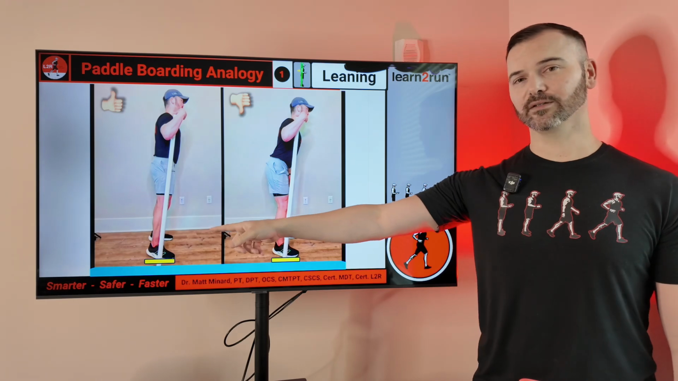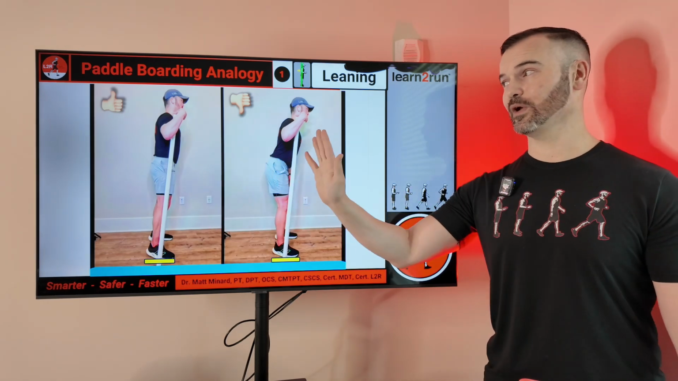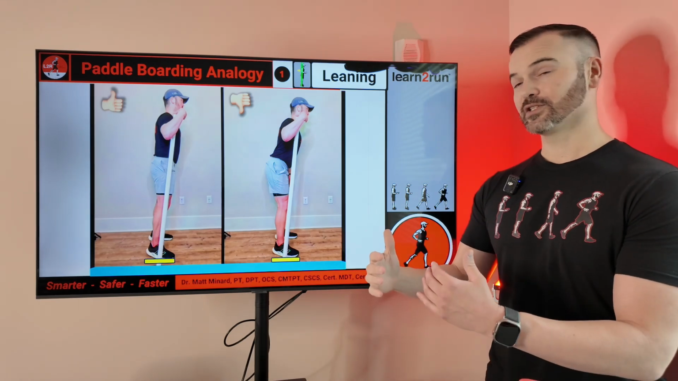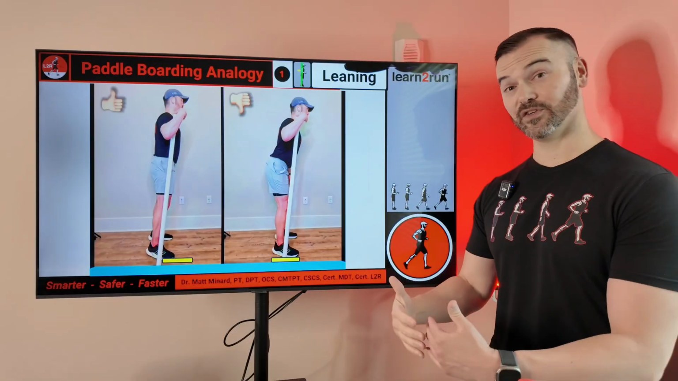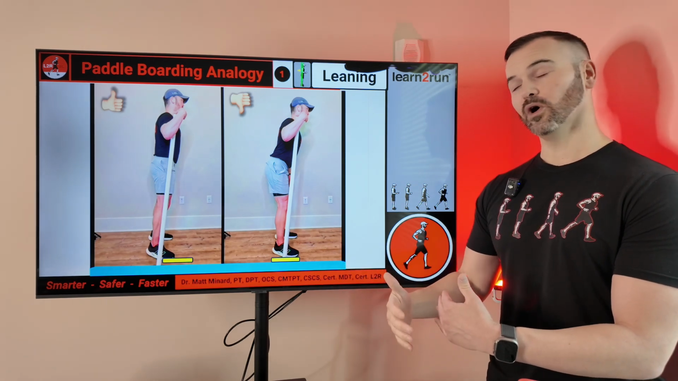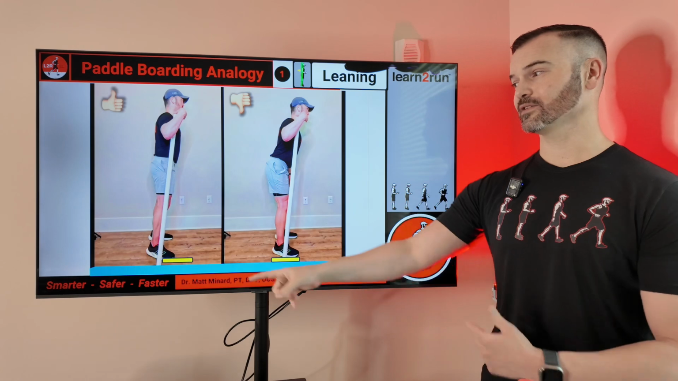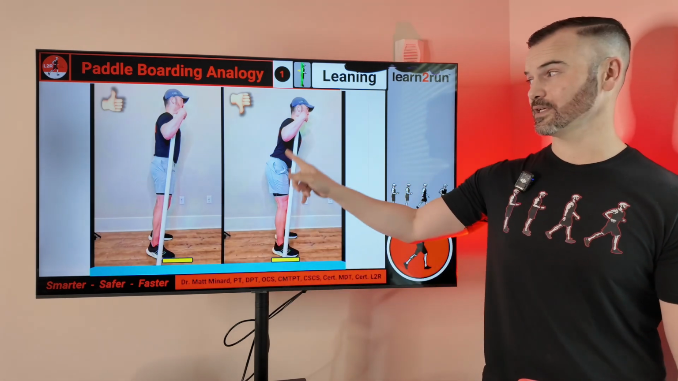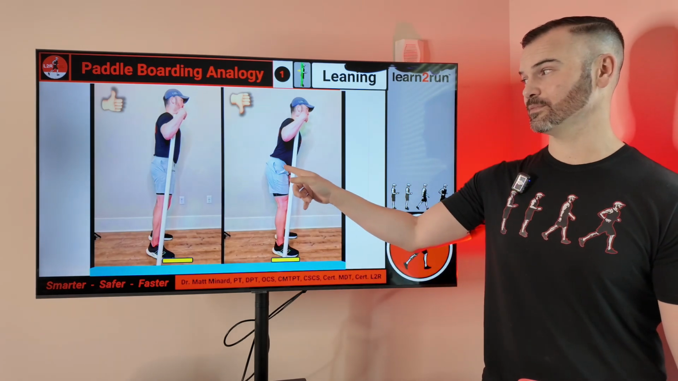So if we do this correctly, if we shift our entire weight forward, we set ourselves up for success. It's all about how close we can get where we land and where our center of mass is. So by shifting the weight forward, we're actually shifting our center of mass forward. We're setting ourselves up so that when we land, we're already closer to our center of mass. So we're minimizing braking.